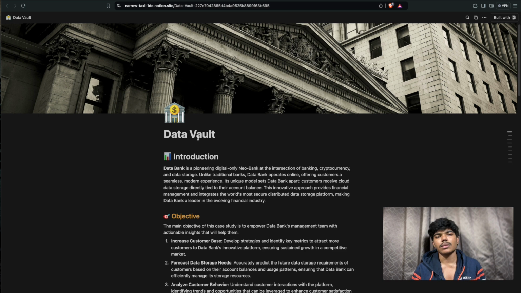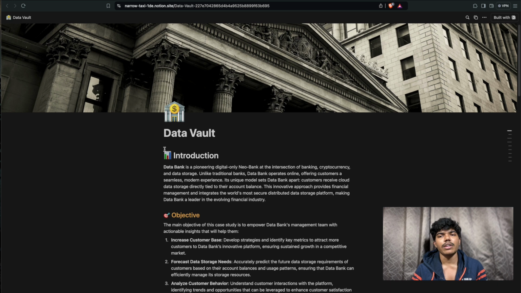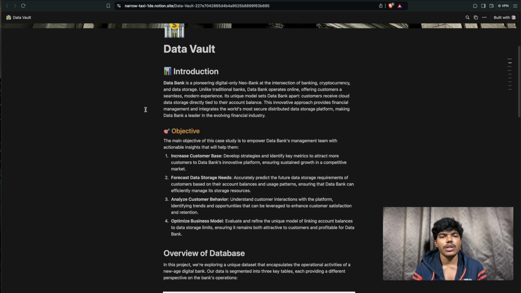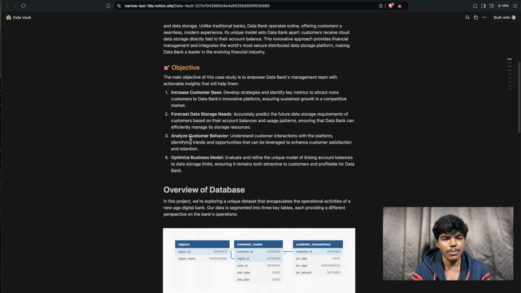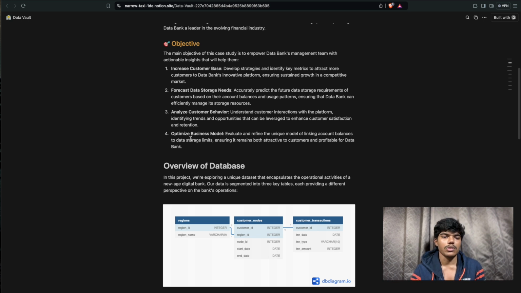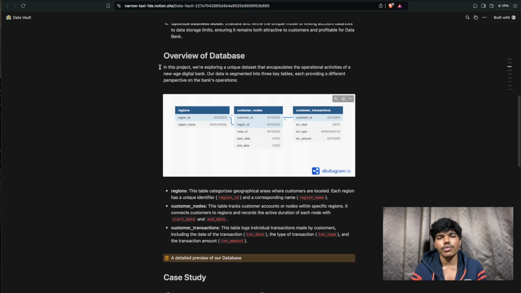The project name is Data Vault, and I have created this web page using Notion. We have the introduction and then the objectives. The objectives for this project are to increase the customer base, forecast data storage needs, analyze customer behavior, and optimize the business model. This is exactly our Data Bank project, and I have tweaked everything and created it as a personal portfolio project.